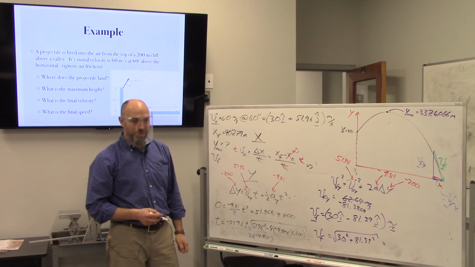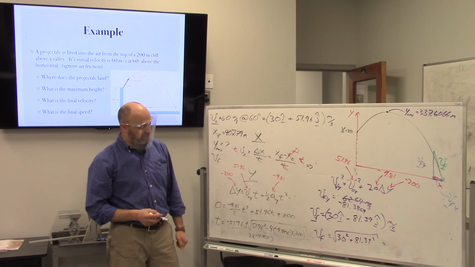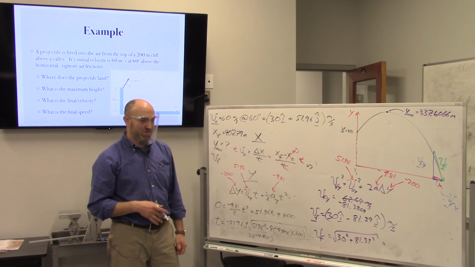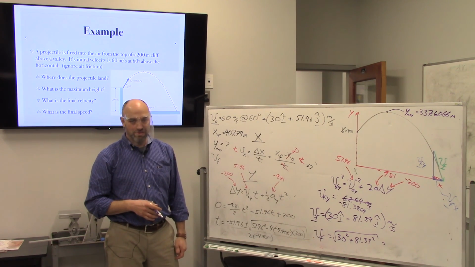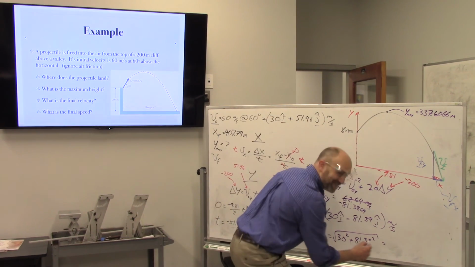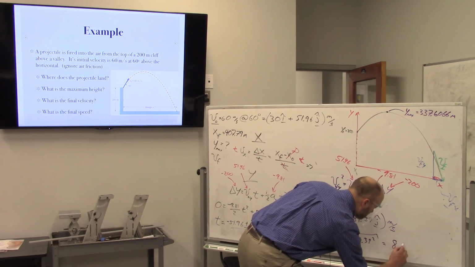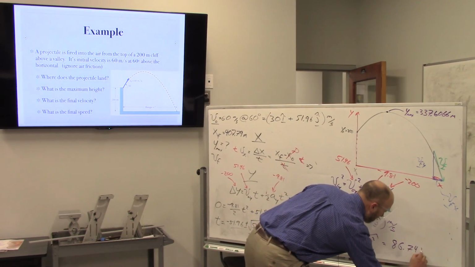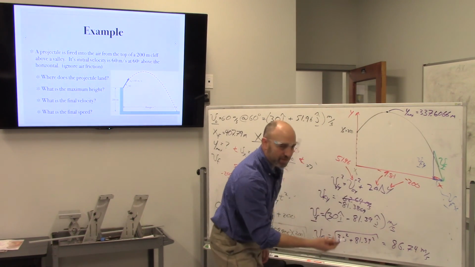Y'all doing? Anybody get it? It's got to be bigger than 30 and bigger than 81. My guess, I'm not calculating, I'm guessing, 90-ish, 92-ish? 86.7. Oh, I was wrong. What'd you say? 86.7429. Should I make that positive or negative?